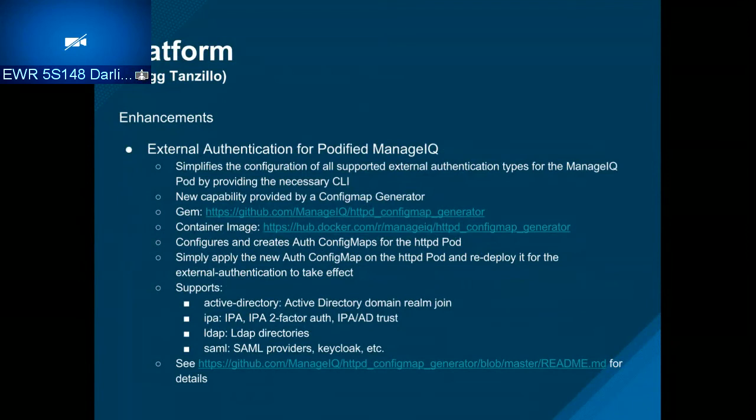So we support all the external authentication we currently do with the appliance, Active Directory, IPA. Thanks to Jovi, we also added LDAP support there, and of course SAML. So we're in good shape there. There's a README in the repo on how to deploy it, how to configure it, how to run it. So that's the config map generator. Back to you, Greg. Thank you, Alberto.